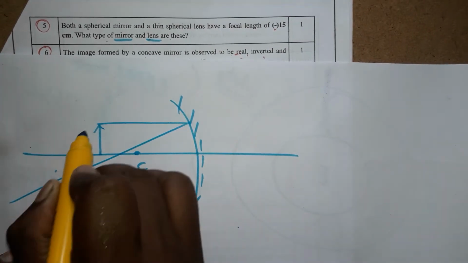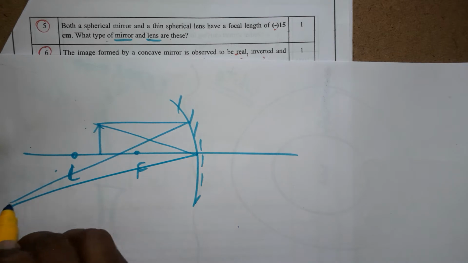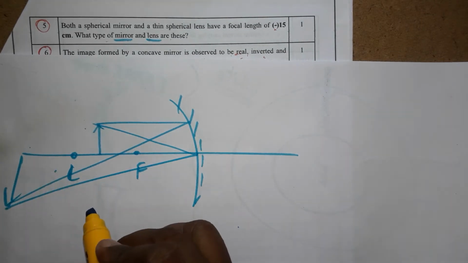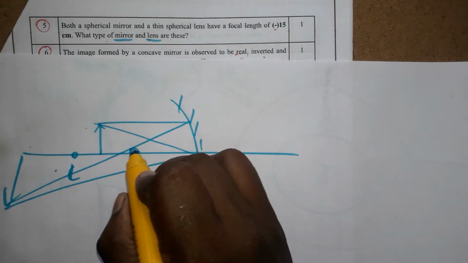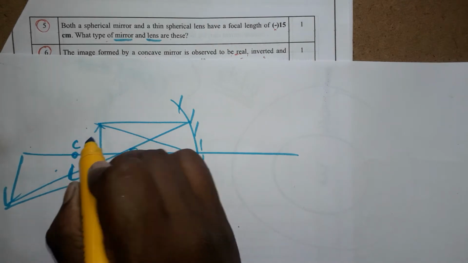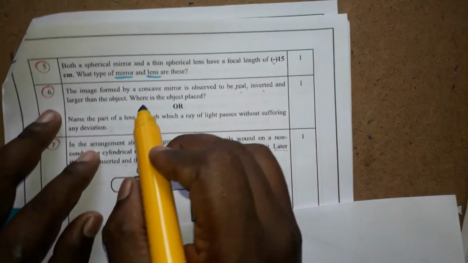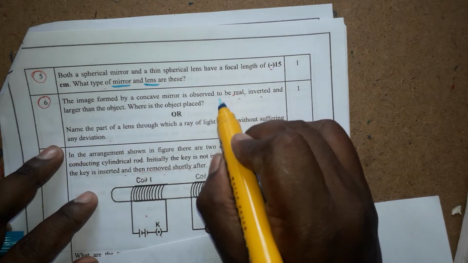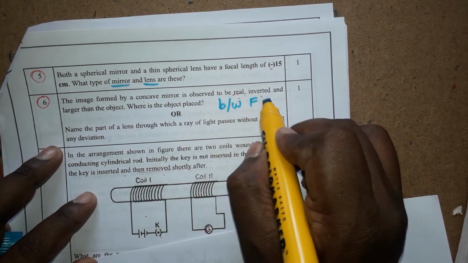The central ray goes like this and it will be reflected at the same angle. It is going to produce a real, inverted, magnified image. So the object is placed between C and F. So this answer is between F and C.